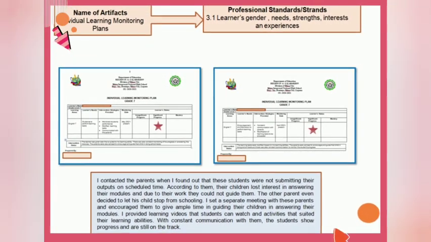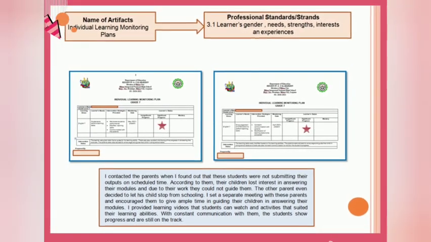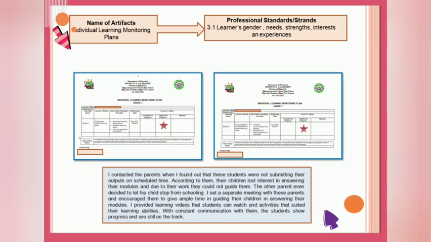Now, let us start with our first artifact. The first one is the Individual Learning Monitoring Plan. Okay? So, this artifact should support the strand 3.1, Learners' Gender, Needs, Strengths, Interests, and Experiences. Ang dalawang artifact sample na ipinrovide namin dito ay ILMP ng dalawang students.